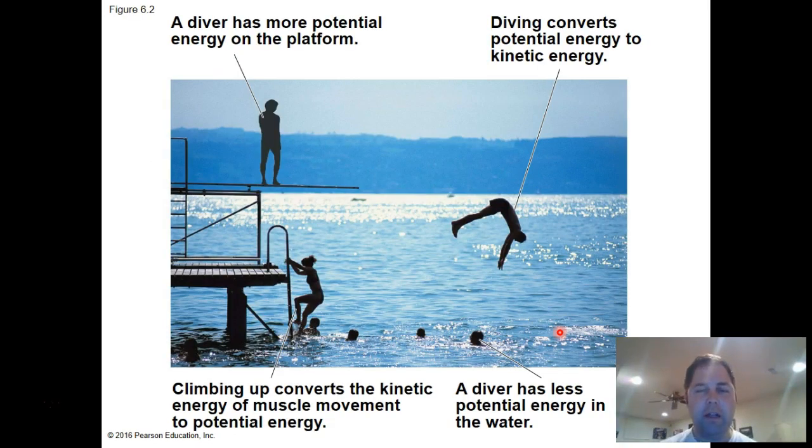And we talked a little bit about this diving scenario where people who are on top of the diving board have more potential energy. As soon as they dive off the board, that potential energy becomes kinetic energy. So potential energy starts to drop, kinetic energy goes up. When they land in the water, they have much less potential energy than this person up here has. And if they want to get back up here, they have to put energy in. They have to use the kinetic energy of muscle movement to climb back up the ladder, so that they now have more potential energy on top again.